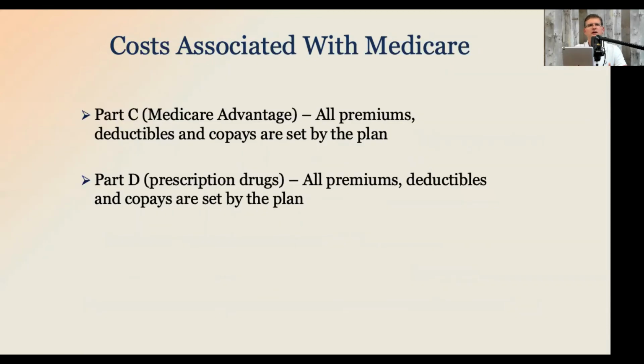Part C, the Medicare Advantage. The cost associated with this is going to be all your premiums, your deductibles that go along, and any copays that are set by that plan. Part D, prescription drugs. Again, all the premiums that you're going to need to pay per month if you choose a plan that has deductibles, and also the copays that are set by that plan.